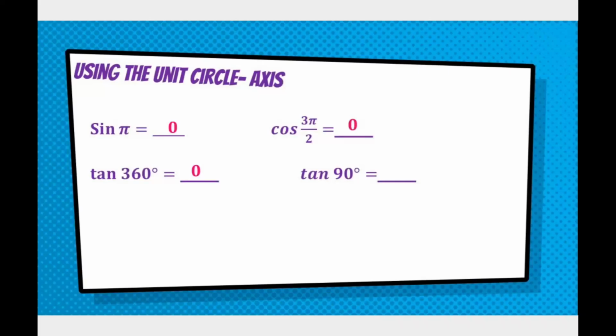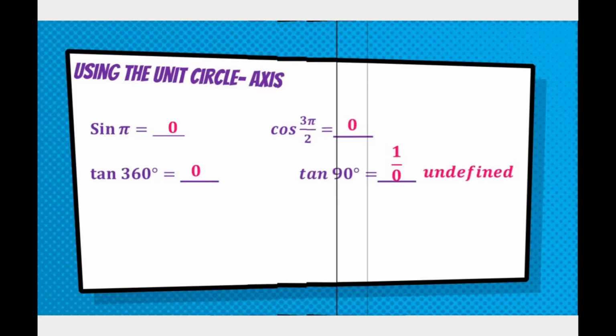And the tangent of 90 degrees, our y value is 1 and our x value is 0. 1 divided by 0, or anything divided by 0, is undefined. So the tangent of 90 degrees is undefined.